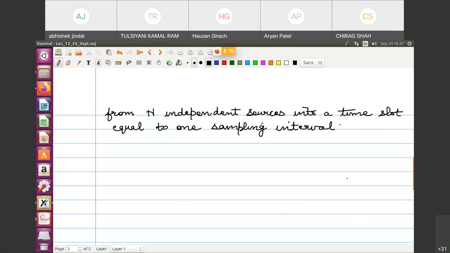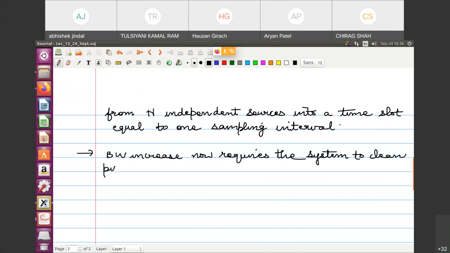Okay, let me write it down. So the bandwidth increase now requires the system to clean pulses at regular intervals.